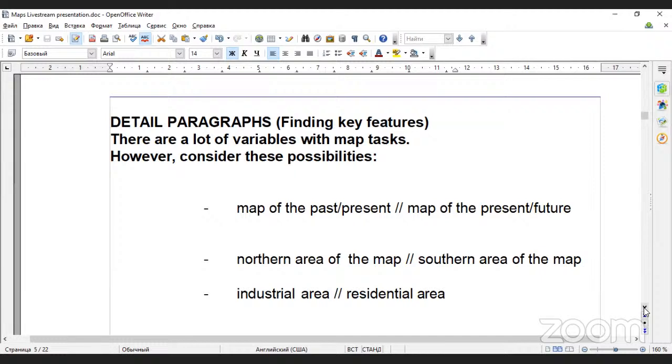If you have one map, you can have one paragraph about the northern area of the map and one paragraph about the southern area of the map, or like both maps, you describe first the northern part and then the southern part. So you decide, depending on what your overview is, how you structure this information. You can also, for example, concentrate on the industrial area or residential area.